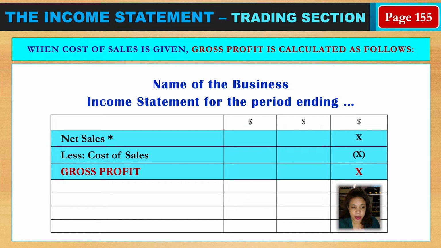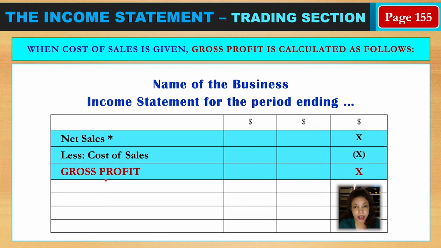That will give you gross profit, right? And you must put it in this way. Net sales, last column, the amount. You must put the less cost of sales, and the amount they gave you in brackets, is equal to gross profit, and you just minus the two figures and you get your answer.